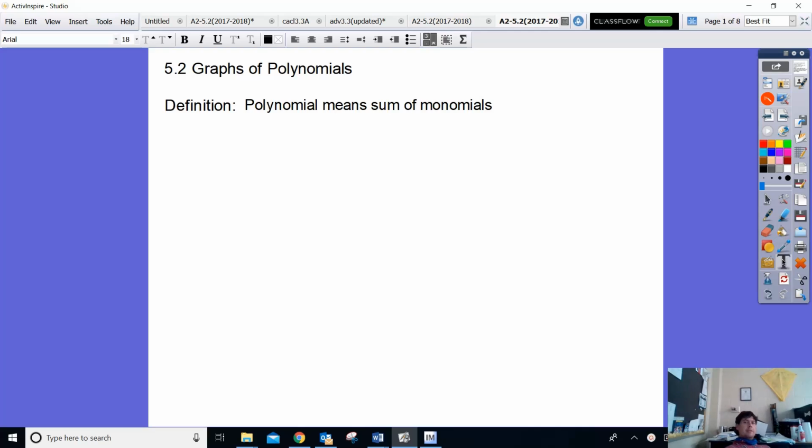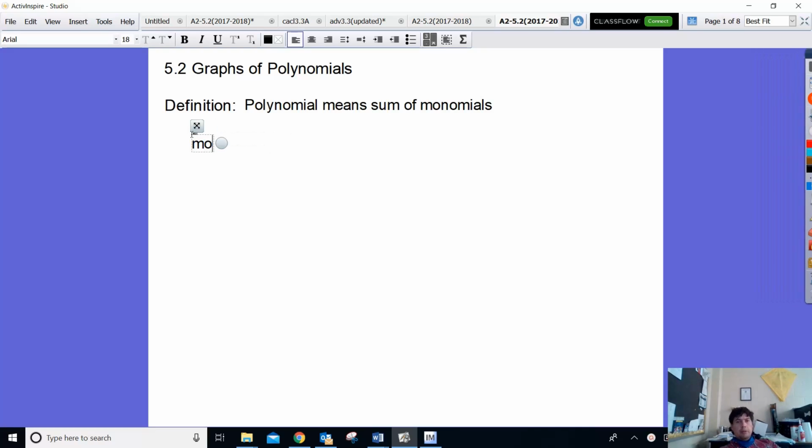What polynomial means: sum of monomials. Mono, what's mono mean? Mono means one. Poly literally means many. So there's a mathematical definition of polynomial, which is just going to be complete nonsense to a teenager. So it's best just to give you an example.